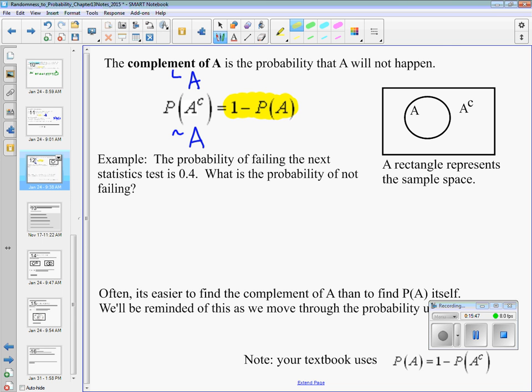So here's an example. The probability of failing the next statistics test is 0.4, and that is not true. I'm not sure where that came from, but no.